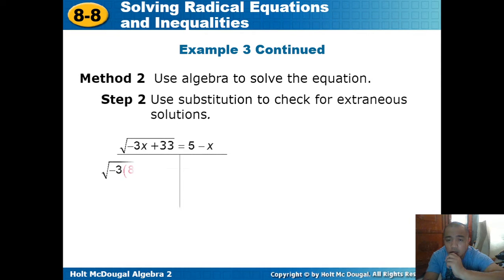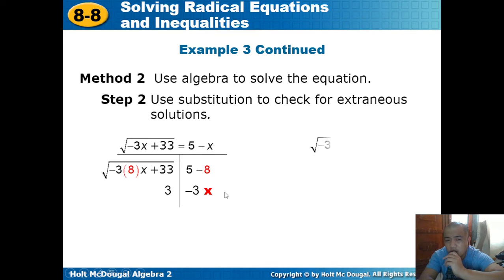Use substitution to check for the extraneous roots. For 8, let's substitute. Square root of negative 24 plus 33, 9. 5 minus 8, negative 3. Is 3 equal to negative 3, no? So 8 is not the answer. Square root of 9 is 3. Ito naman negative 3.